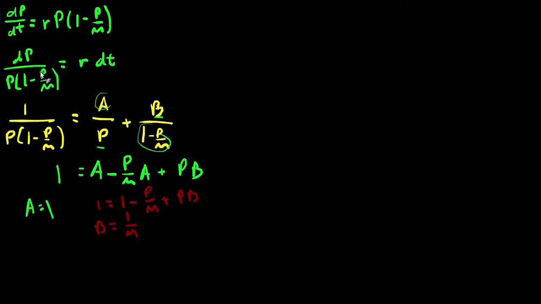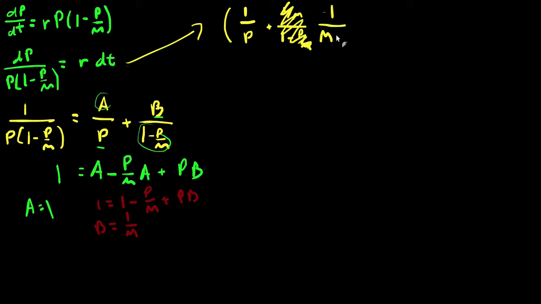And bring it back in. So really, I'm looking at 1 over P, because A is 1, plus (1/M) all over (1 - P/M). Now, I don't like this fraction to fraction, so I'm going to multiply everything through by M, and that's really going to give me 1 over (M - P). And that's going to have a dP equals r dt.